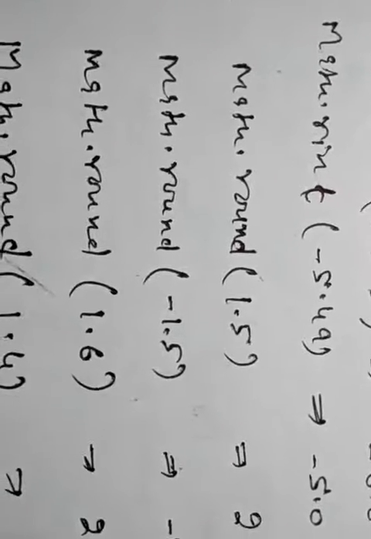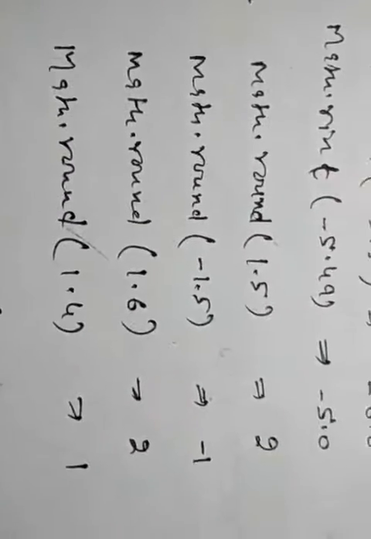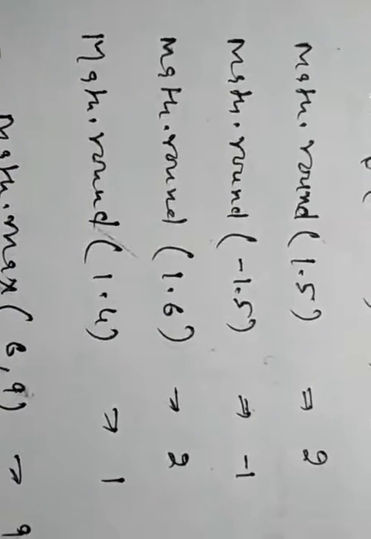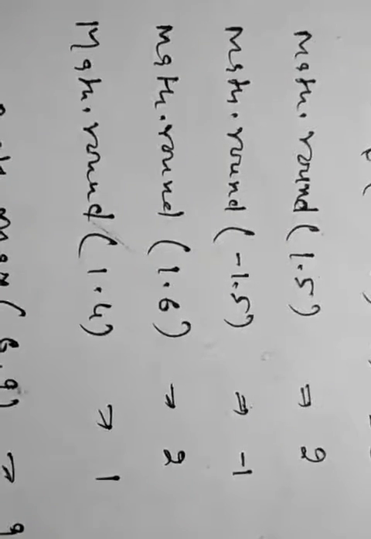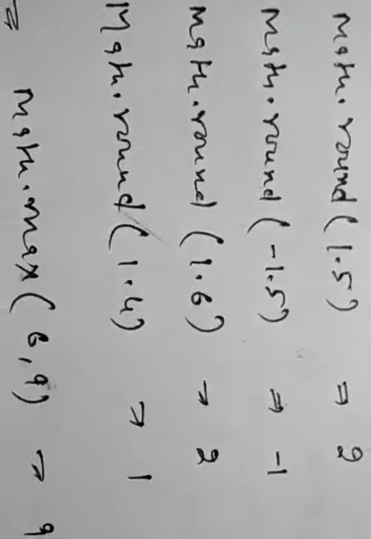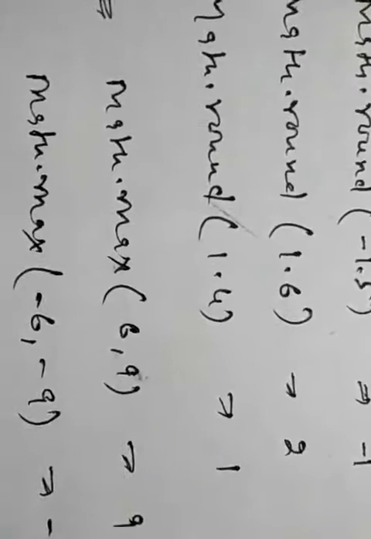Then next one is Math.round. Math.round(1.5) will work similarly to the rint function. Well, this will return the answer as an integer, so for 1.5 the answer will be 2. Math.round(-1.5), then the answer is minus 1, because minus 1 is the next higher value. For 1.6 the answer is 2, and for 1.4 the answer is 1.